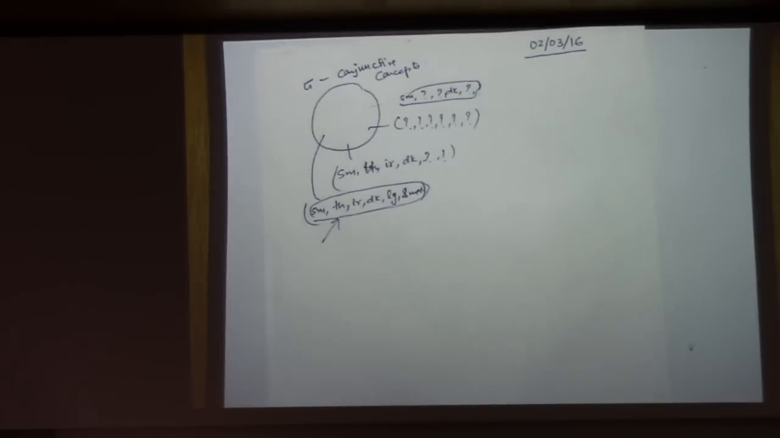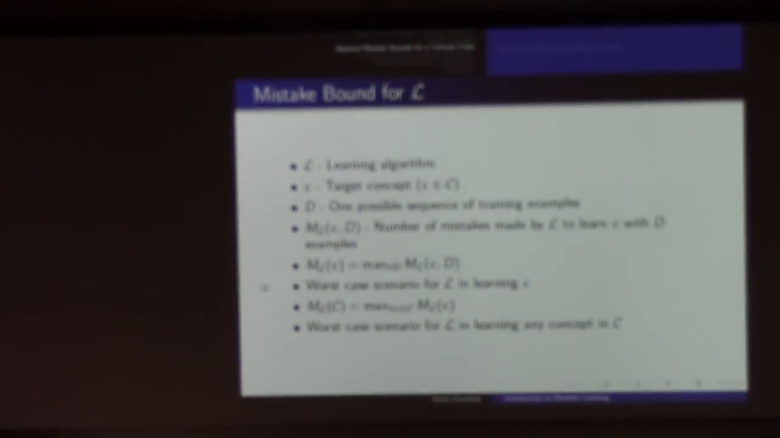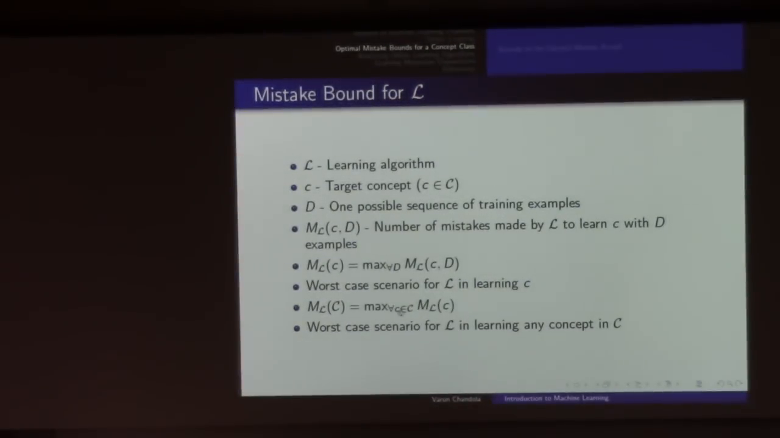So what this number does, let me switch back. The last entry tries to characterize this algorithm over all possible concepts, over all possible data sets. So that's the worst case that this algorithm would do in any setting within that concept class. Okay, any questions so far?